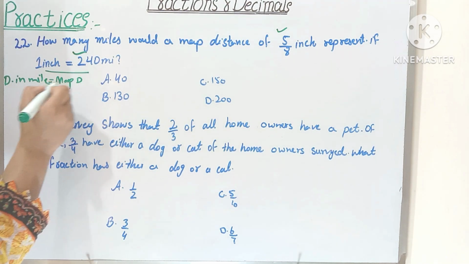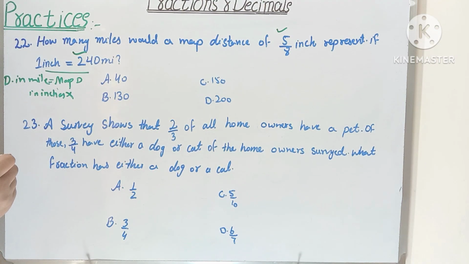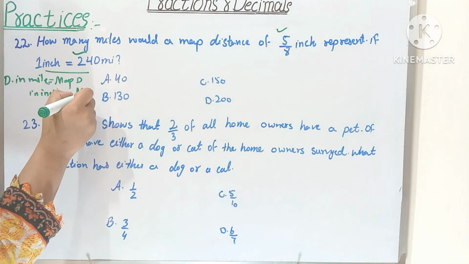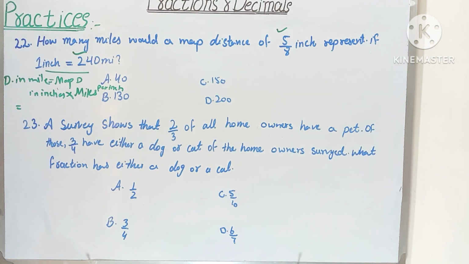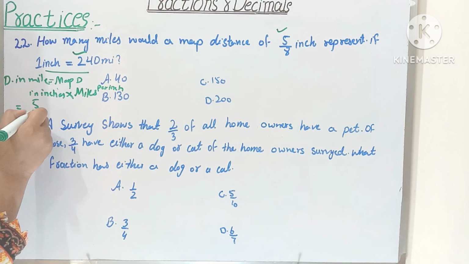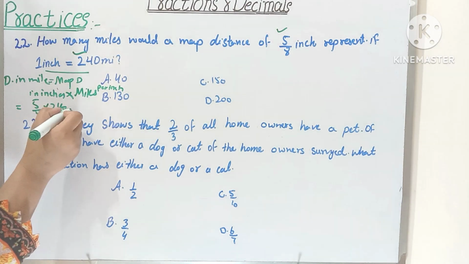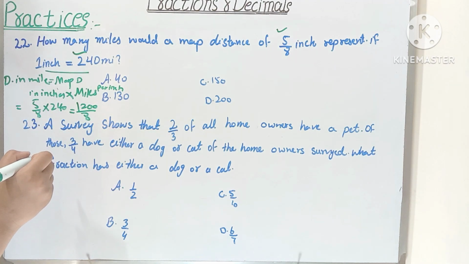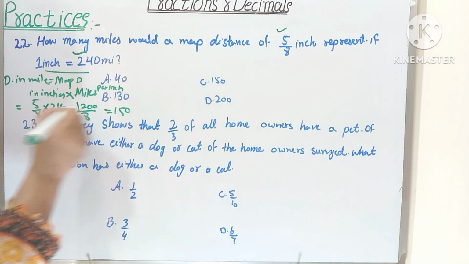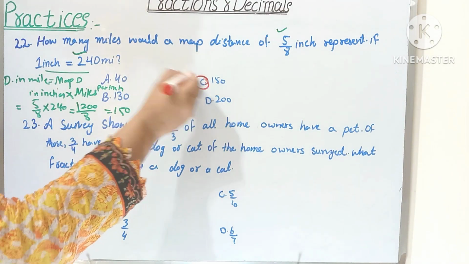multiplied by miles per inch. Five-eighths inch multiplied by 240 miles per inch. 1200 divided by 8 is equal to 150 miles. Therefore, a map distance of 5/8 inch would represent 150 miles. It corresponds to option C.